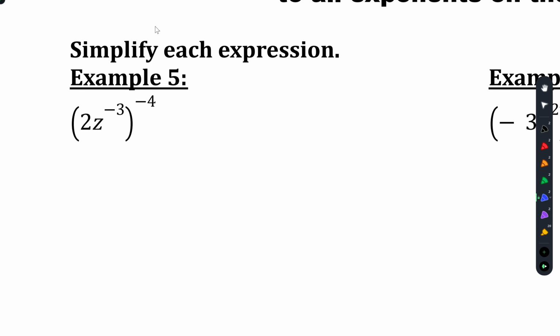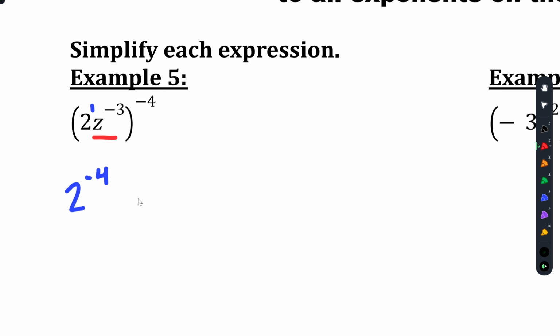I see a 2 and there's an x. That means I have to make sure I distribute to every single base. The 2 has an exponent of 1, so 2 to the 1st to the negative 4th would be 2 to the negative 4th, because 1 times negative 4 is negative 4.